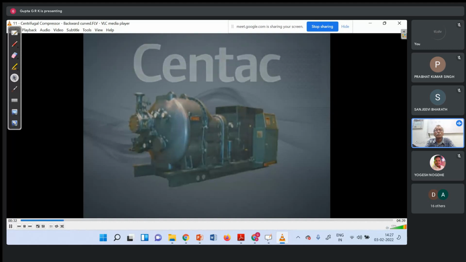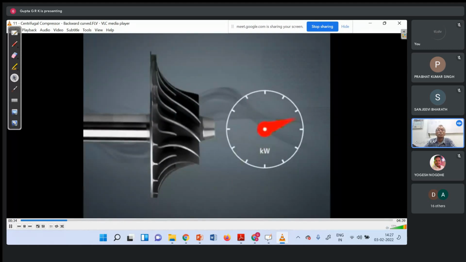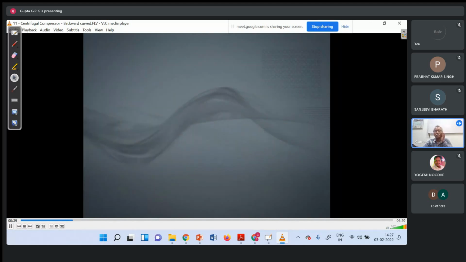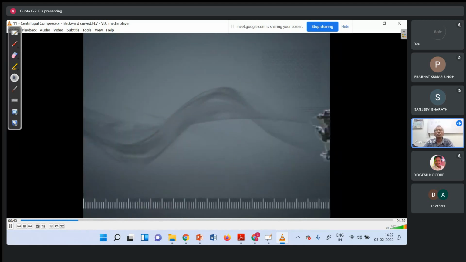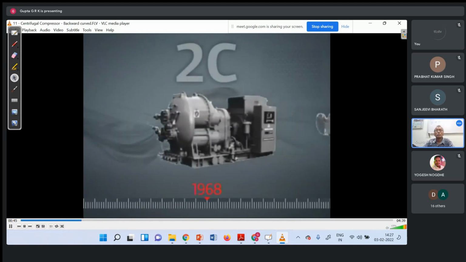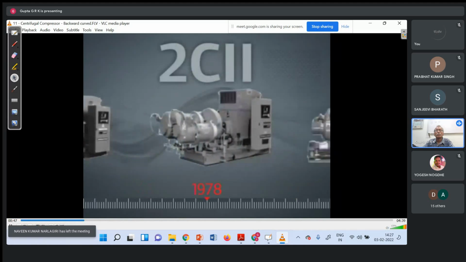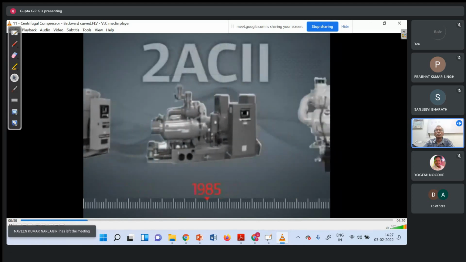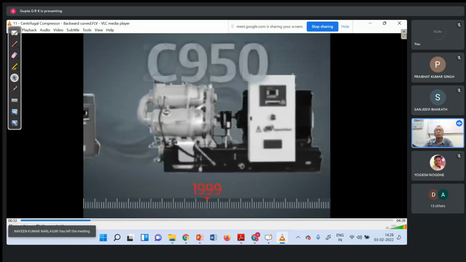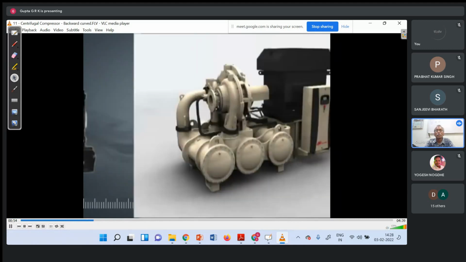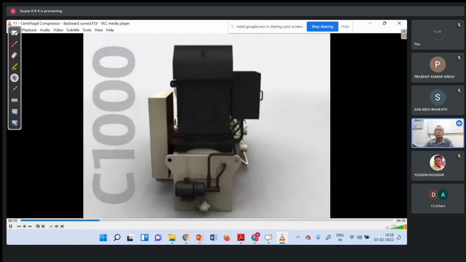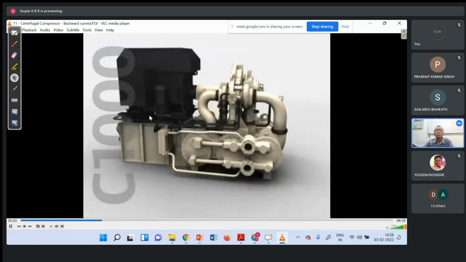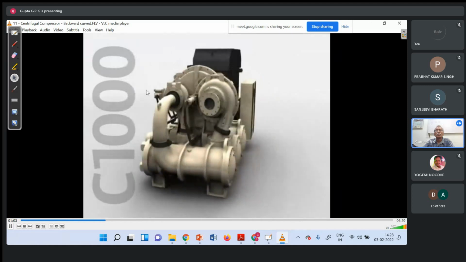Simplicity by design also spurred industry-changing innovations, such as backward-leaning impeller vanes to improve operational range and efficiency, and carbon ring seal designs to minimize air loss. More than 40 years of simplicity by design have made Centac the most dependable, lowest operating cost centrifugal solution available, with more than 20,000 units installed worldwide. Our all-new Centac Model C1000 continues the tradition, with more than 50 design improvements to maximize reliability, efficiency, and productivity.